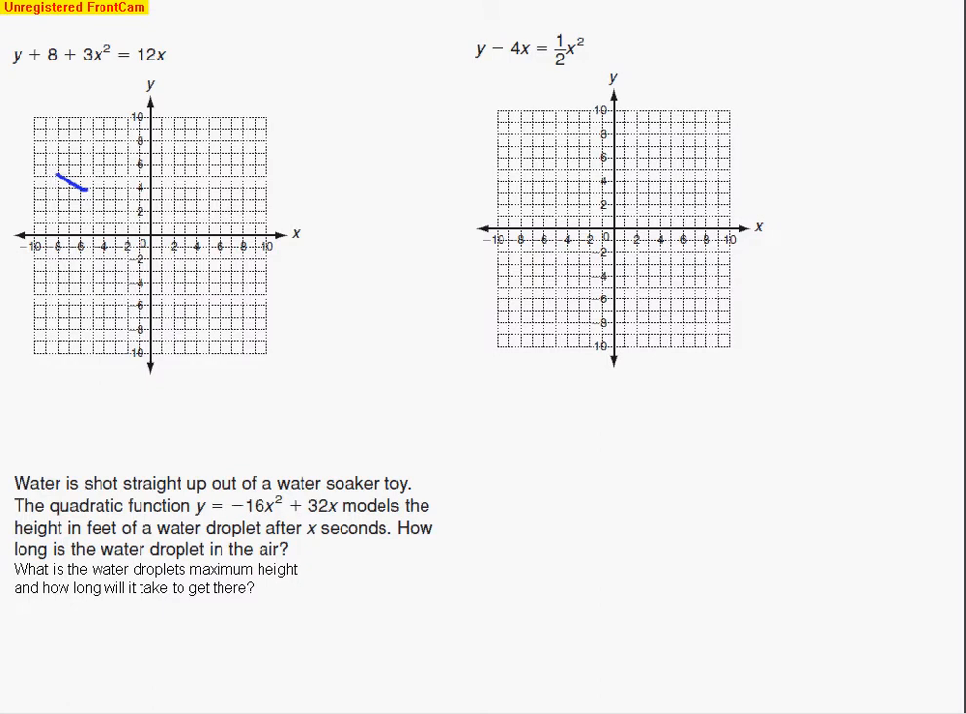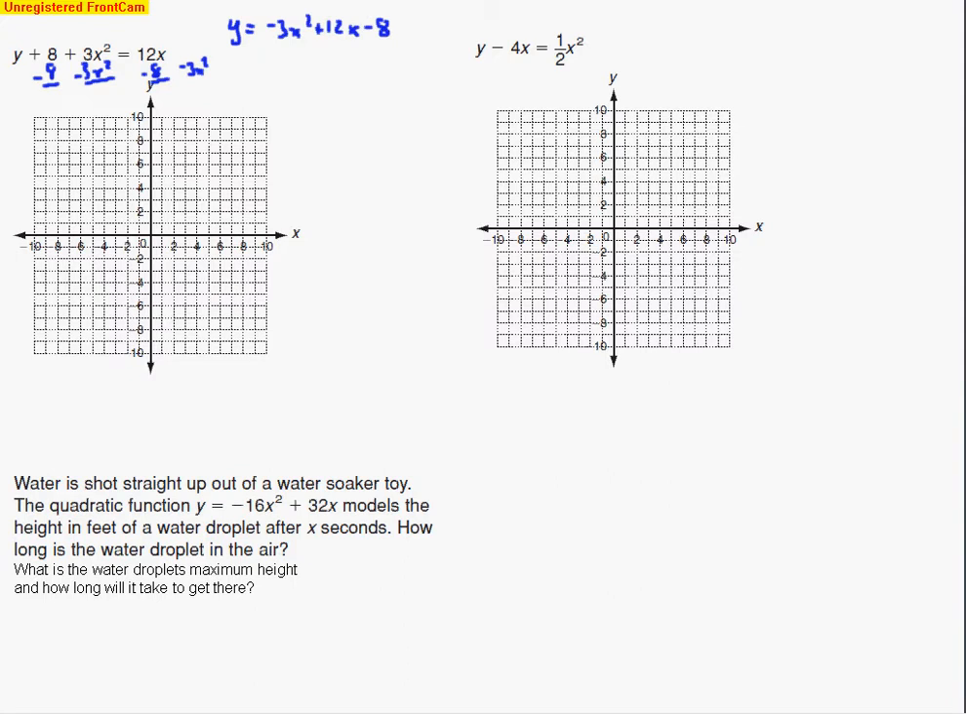So let's take a look at the first problem. This one is one where we have to move some terms around. We always have to set it equal to y when we're trying to graph. So I'm going to move this 8 over to the other side. I'm also going to move this 3x squared over to the other side. When I do that, I'm going to rewrite it in descending order. So y equals negative 3x squared plus 12x and then a minus 8.